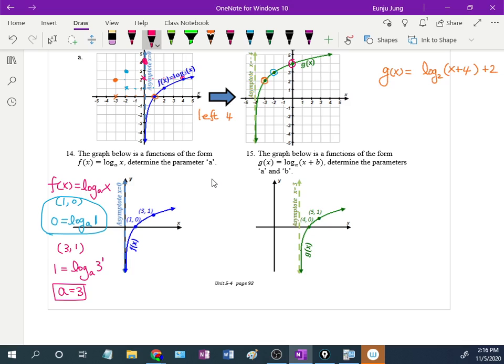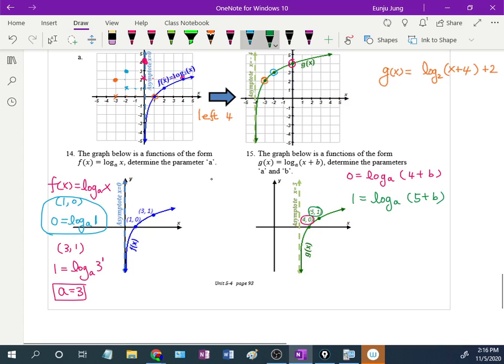Question number 15. The graph below is a function of the form like that. Determine the parameters A and B. So I have 2 points other than 1 and 0. So I'm directly plugging in the points, okay? Let me start with 4 and 0. So 0 is going to be log base A of 4 plus B. And the other one will be written in green, okay? 1 equals log with the same base A of 5 plus B.